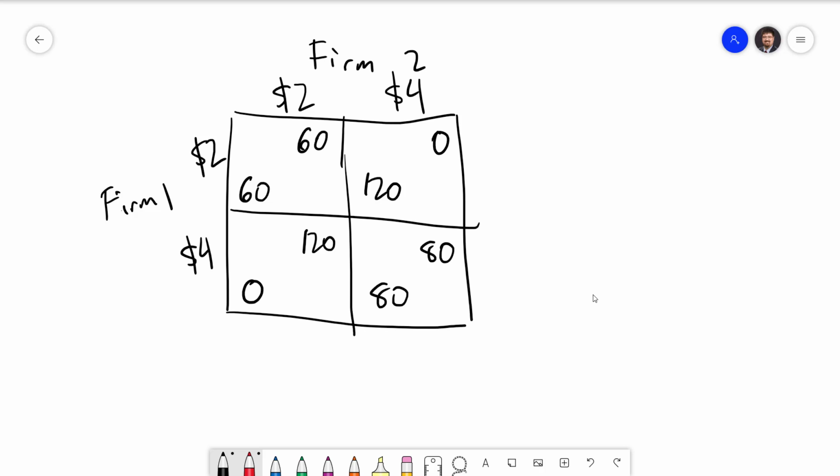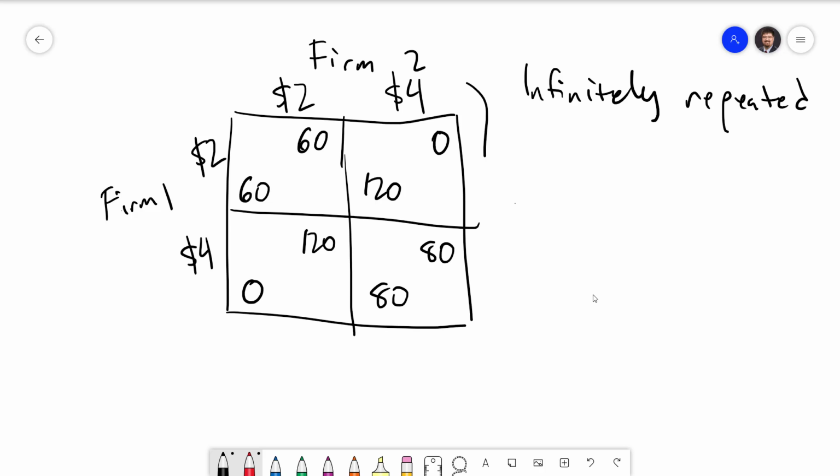As long as we have a one-shot version of the game, that is, that it only occurs once, there's no way to achieve this cooperative outcome. In order to find a possible outcome where the firms cooperate, we need to extend the model. We are now going to consider an infinitely repeated version of this game.